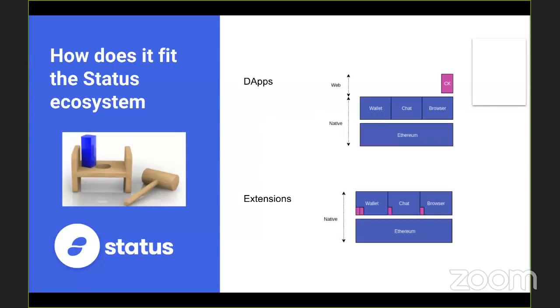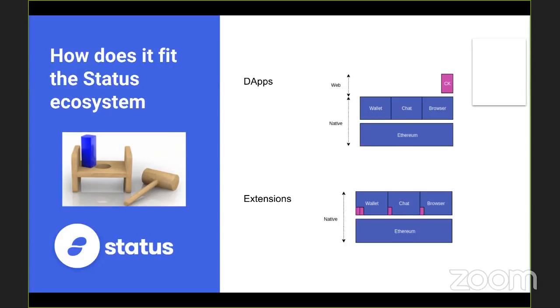So how does it fit the Status ecosystem? How does it compare to what we already provide and have? Because Status is a complex application now, and adding extensions will increase the complexity in some way. So just to really understand where extensions fit.